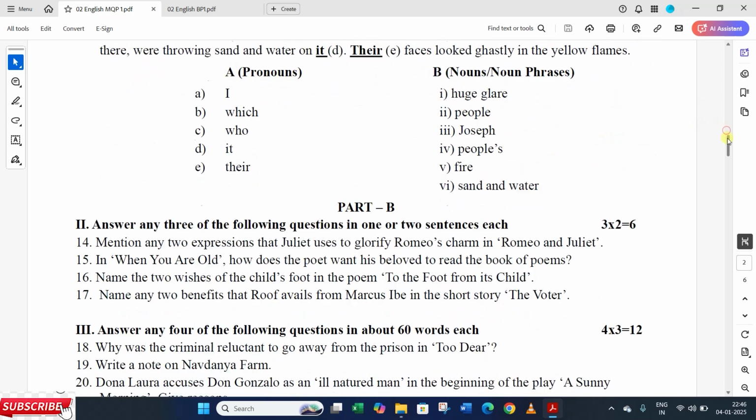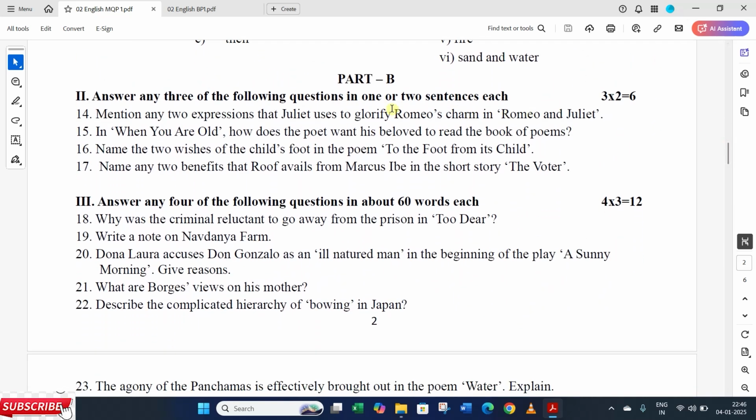The next question we can understand here is part B, and the second question, the main question number 2. What exactly is the question all about? This is about writing now. You will find a theoretical question here: Answer any 3 of the following questions in 1 or 2 sentences each. Dear students, this has been included for the first time in this particular question paper, and this year also. So this is a 2-mark question, and you have to write 3 questions.